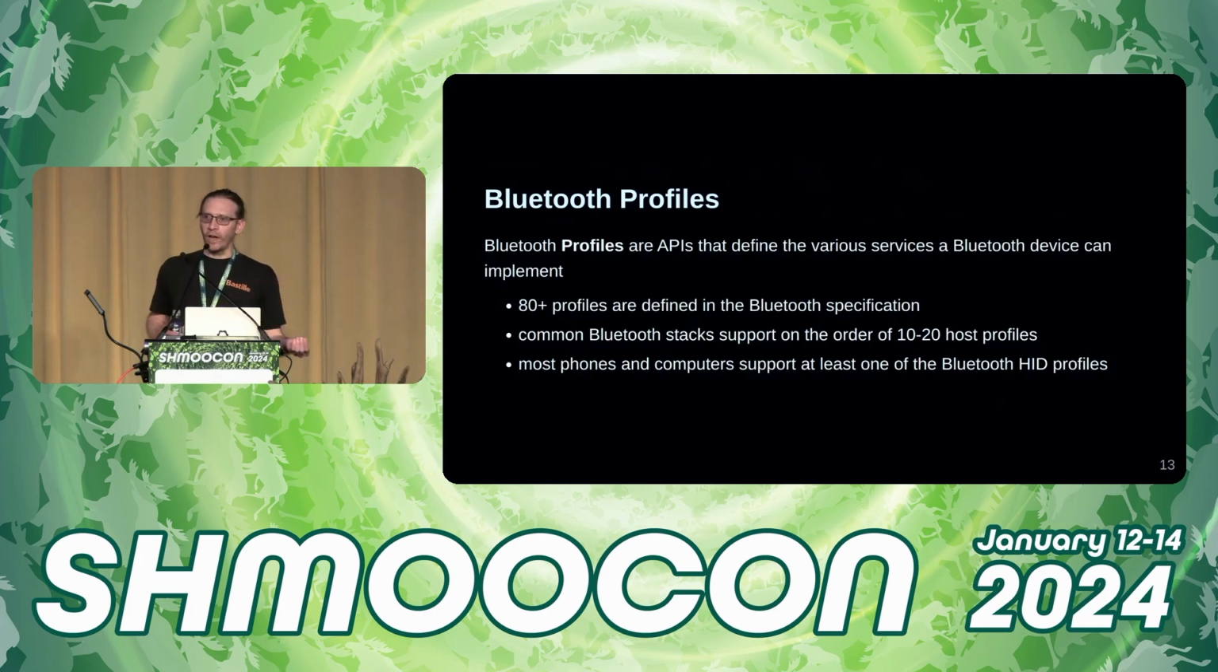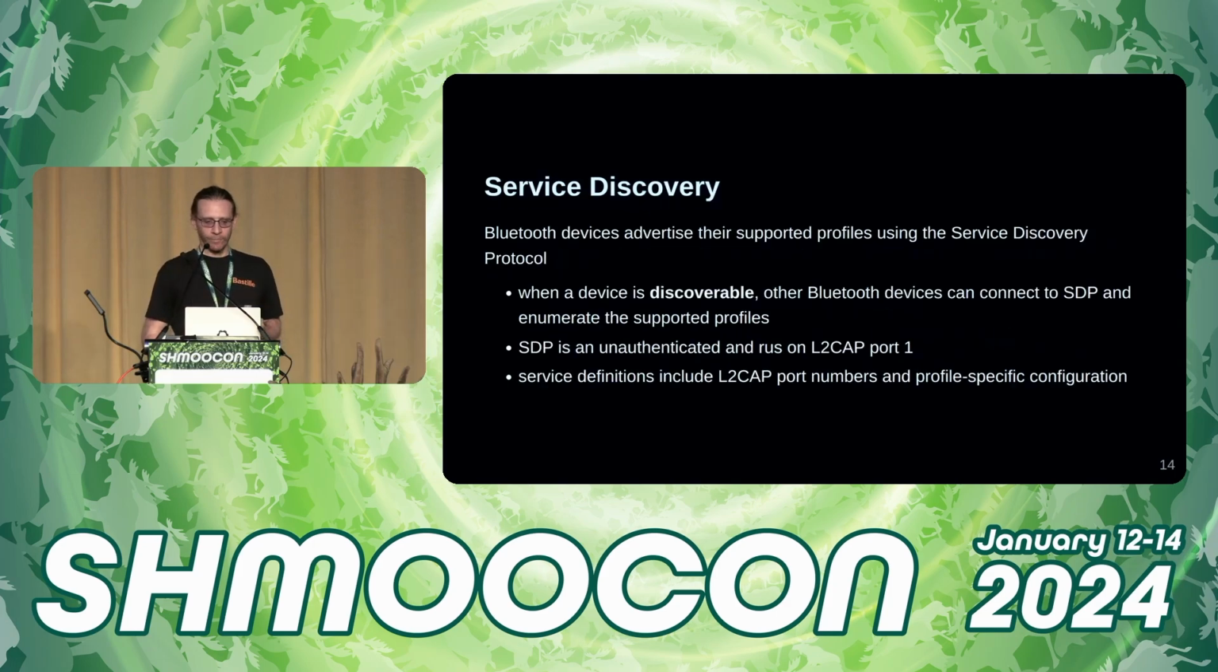Then a Bluetooth profile is this concept of an application layer API that describes a specific use case for Bluetooth. So Bluetooth HID describes a use case for keyboards and mice and gamepads and that sort of thing. You have audio profiles, you have networking profiles, file transfer profiles, and in total, the Bluetooth specification defines approximately 88, by my count, different profiles. Most hosts, so that would be commonly things like phones and computers, support maybe 10 to 20 profiles, and most of these devices support the Bluetooth HID profile.